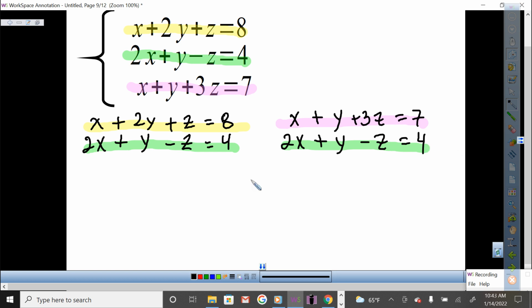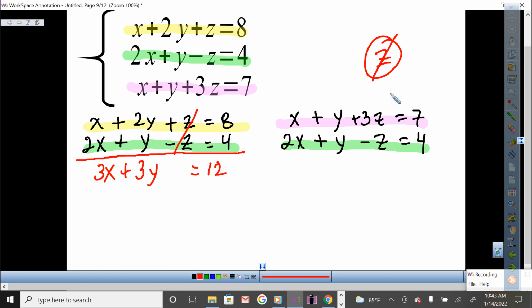All right, so let's see. Start with the first two. Which variable would you like to eliminate? Z, of course, because they're already positive and negative, so these cancel. Combine the rest. This is 3x, this is 3y, and that is 12. Okay, that was straightforward. So since we eliminated z, we need to eliminate z on this one as well.